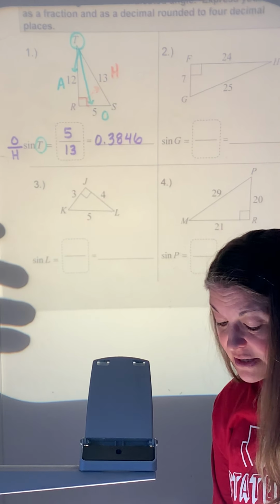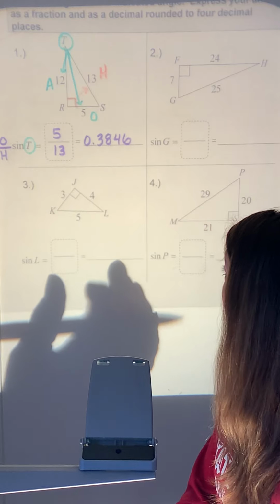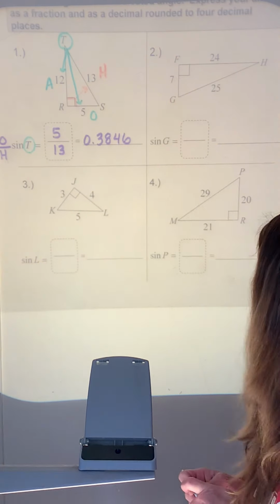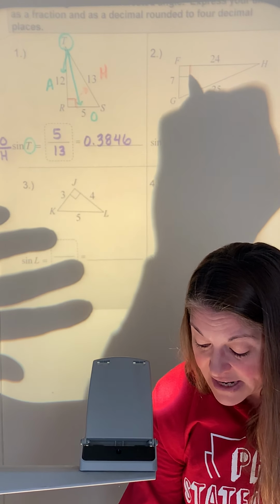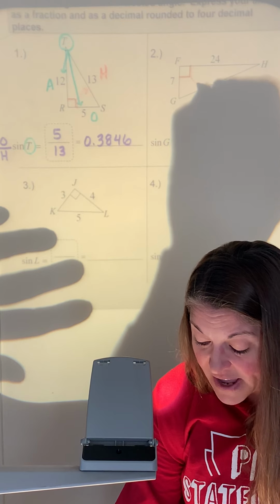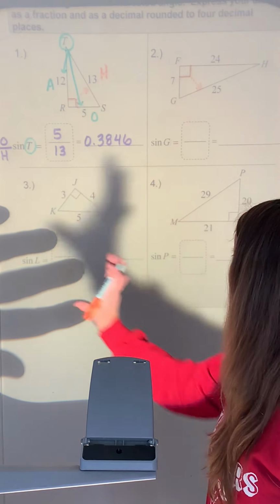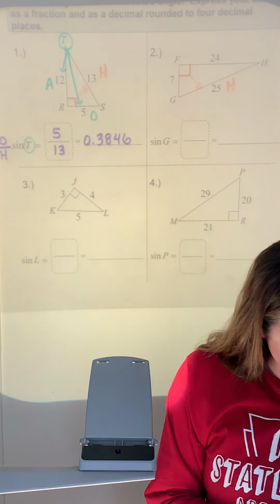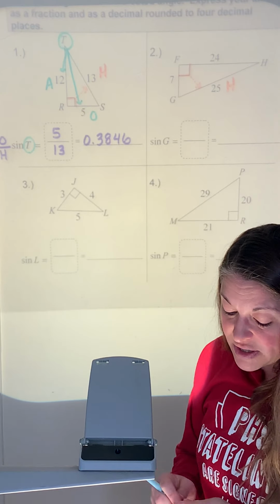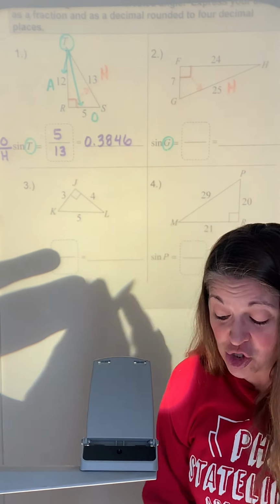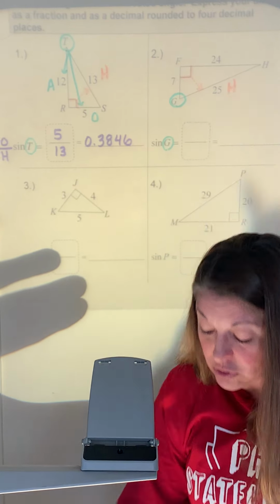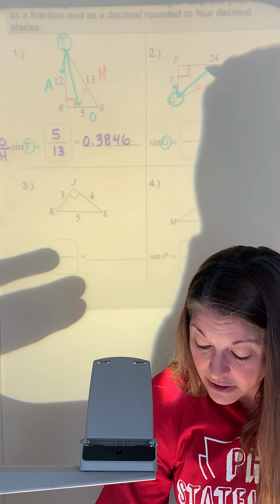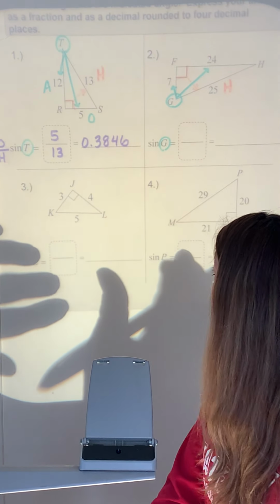Moving on, number 2. Again, I gave you 4 problems like this because I really want you to get good at the labeling part. So first and foremost, find that 90-degree angle, identify the side that it is pointing to, the side that is across from it, and that will be your hypotenuse. So we've got 25 for our hypotenuse. The angle that they're asking for down here is angle G. So go ahead and circle angle G. And then go ahead and draw an arrow to each of the 2 other sides.